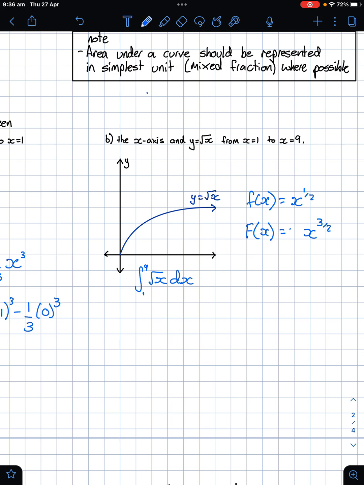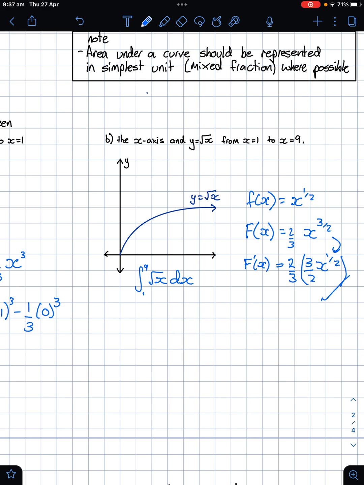So that would be 2 on 3. Now I'm just going to check this one, because it's always good to check if we can. The derivative of the antiderivative should give us our original function. So this would be 2 over 3 times 3 over 2 x to the half, because that's 3 on 2 minus 1. They would cancel perfectly. It all works out there. I'm just going to get rid of those crosses. So that's a big tick.